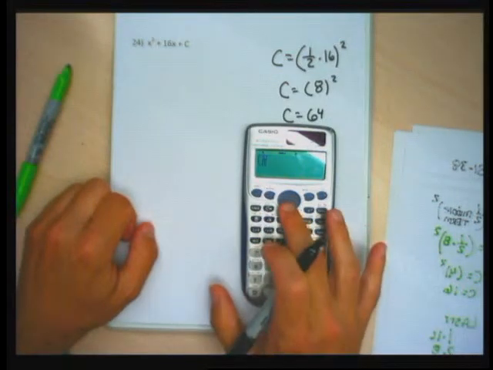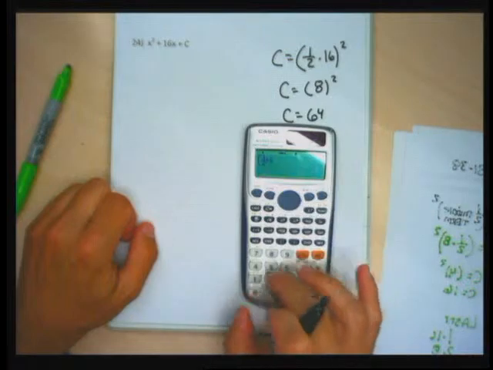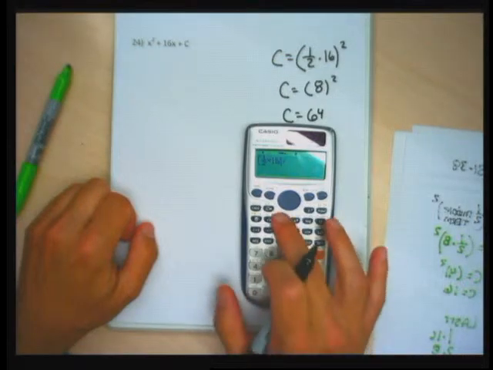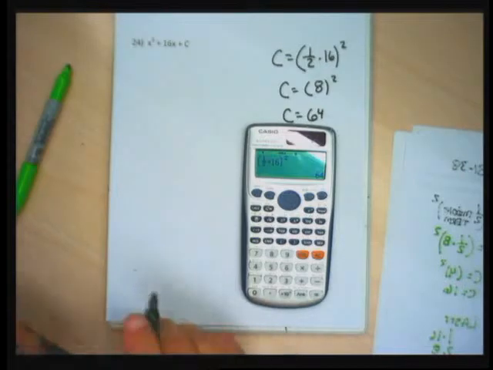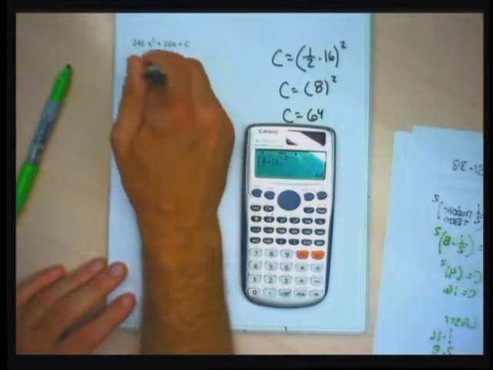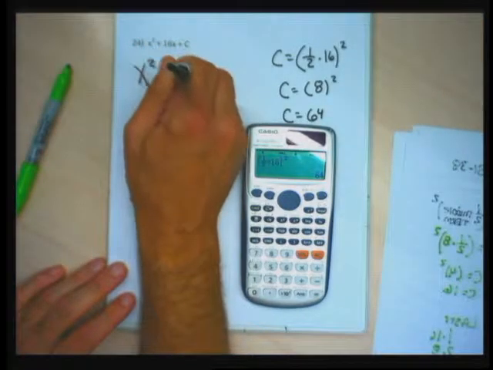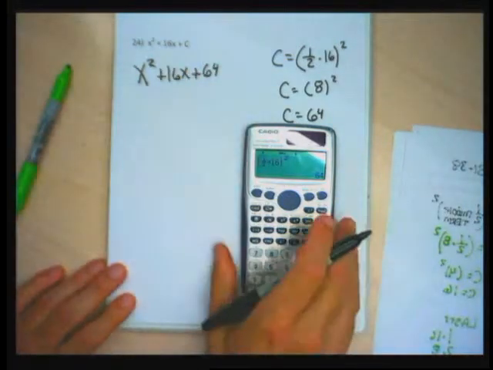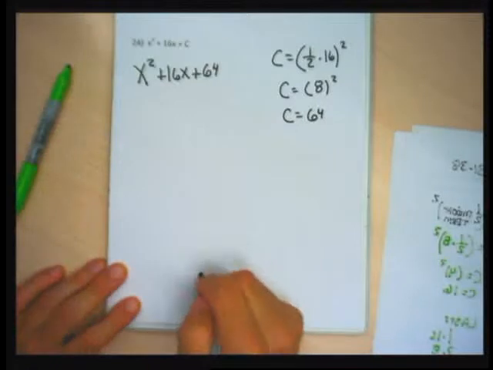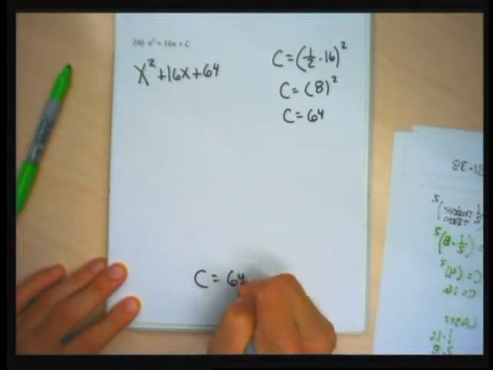Parentheses, 1/2 times 16, squared. It equals 64. So I'm going to change the c to a 64. I'm going to go x squared plus 16x plus 64. Now, that's the first part. So part of my answer, I'm going to say is c equal to 64.